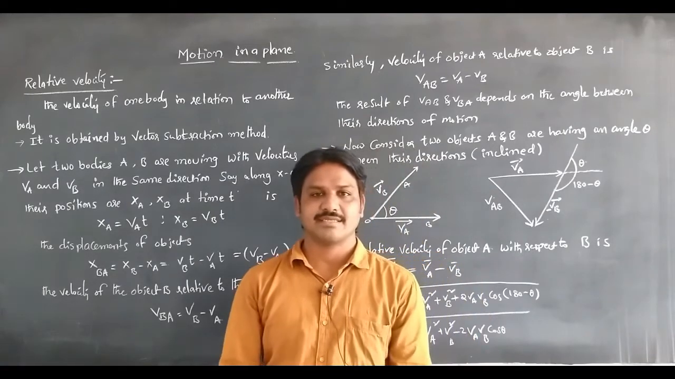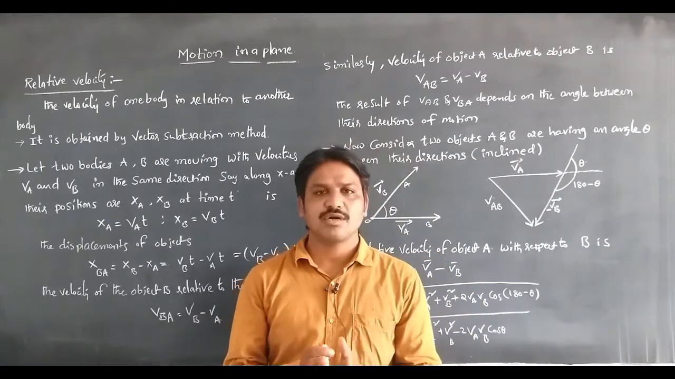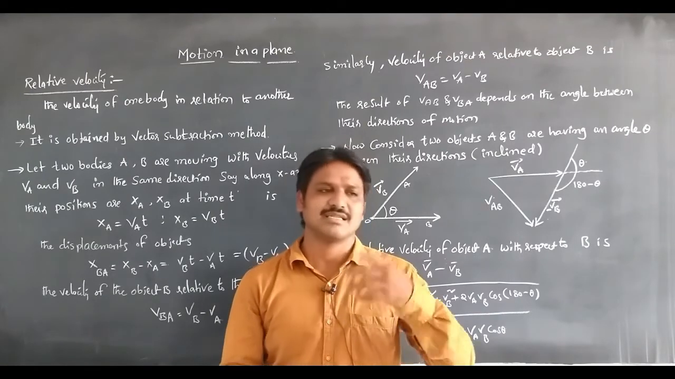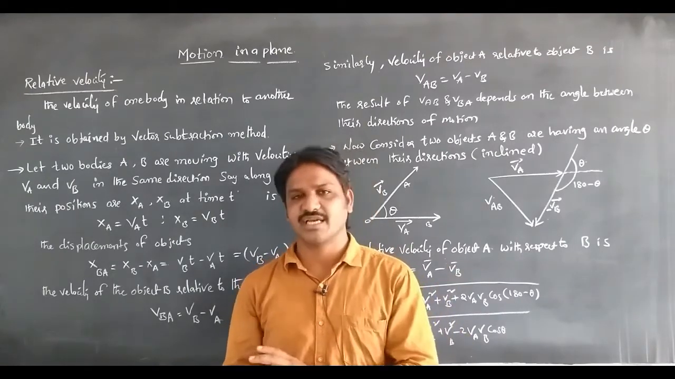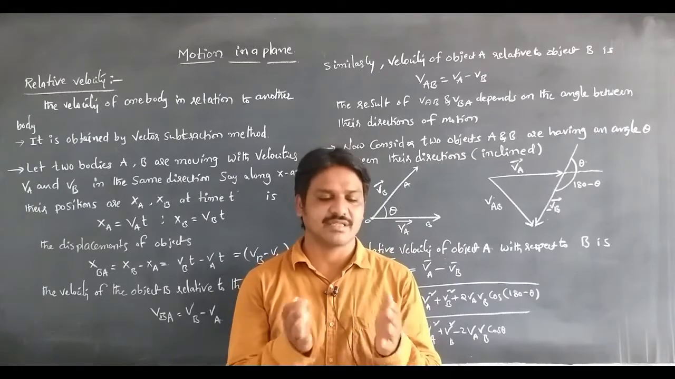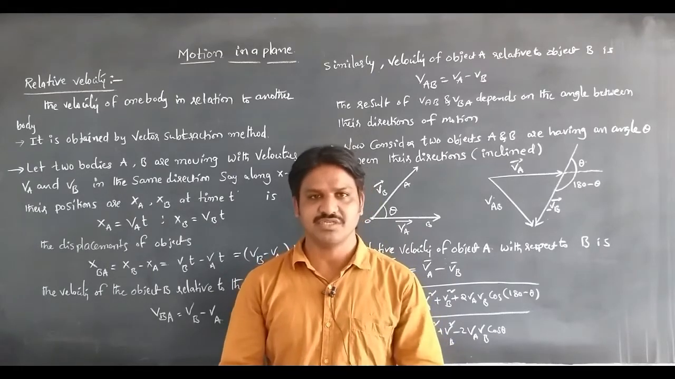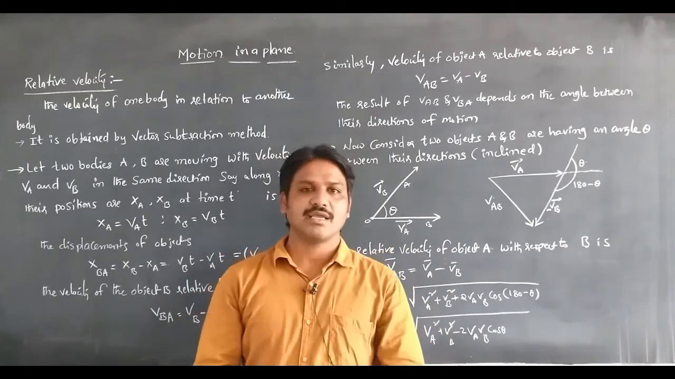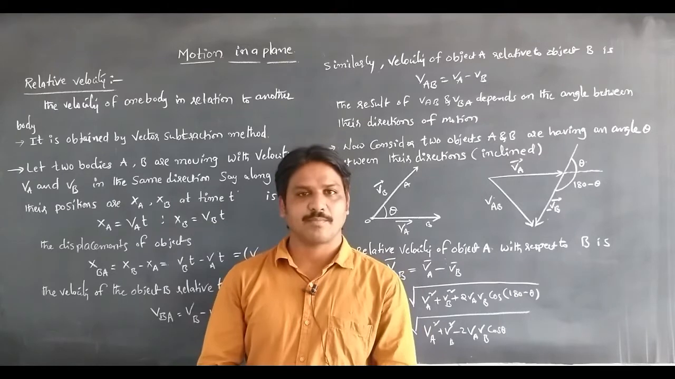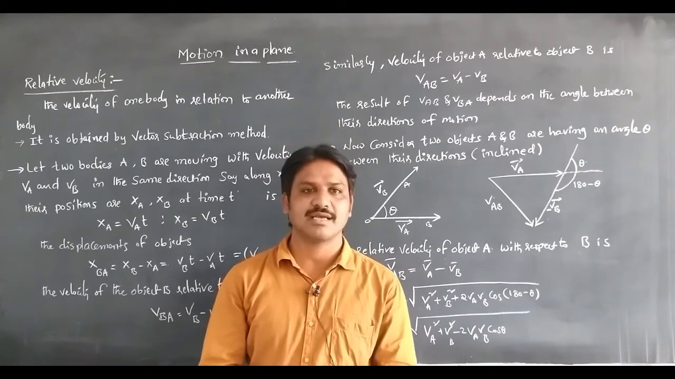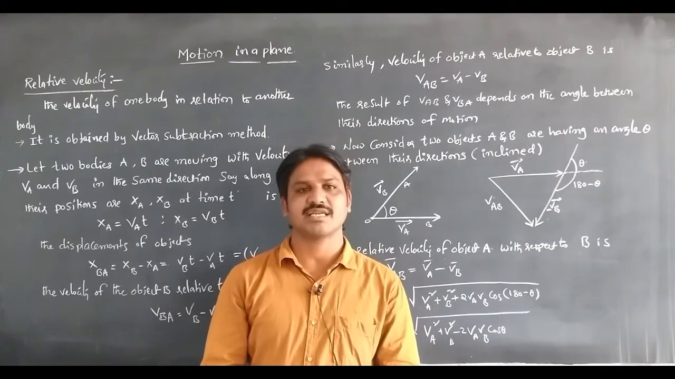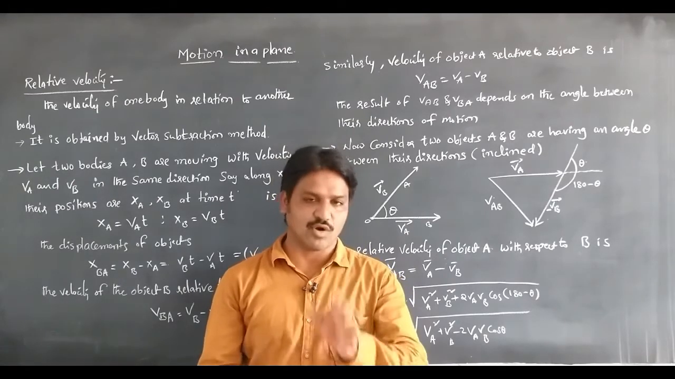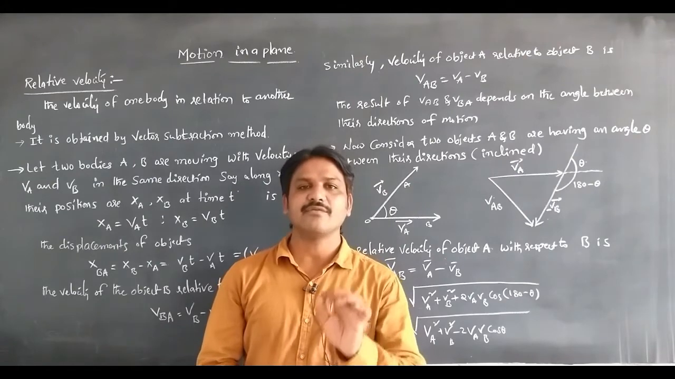Relative velocity is nothing but when two bodies are in motion, either in the same direction, or in the opposite direction, or mutually inclined, meaning whenever they are making an angle in the direction of their motion, then to know the velocity of one body with respect to the other body, that motion is called relative motion. The velocity found in that case is known as relative velocity.